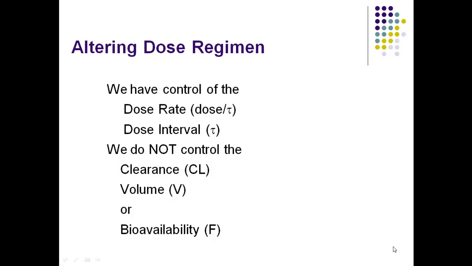What we're going to talk to you today about is when we change our dose regimen. When altering our dose regimen, we have to know what is it that we can control. What we can control is our dose rate, our dose per time. Remember, we want to keep that in the form of a rate such as milligrams per day or micrograms per hour. It doesn't really matter what you do as long as it is in a rate form.